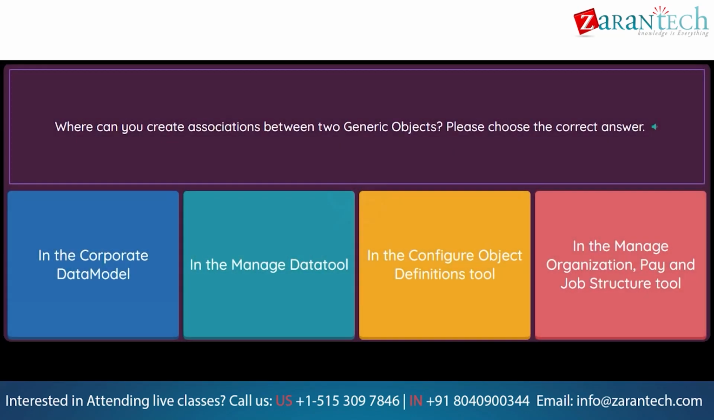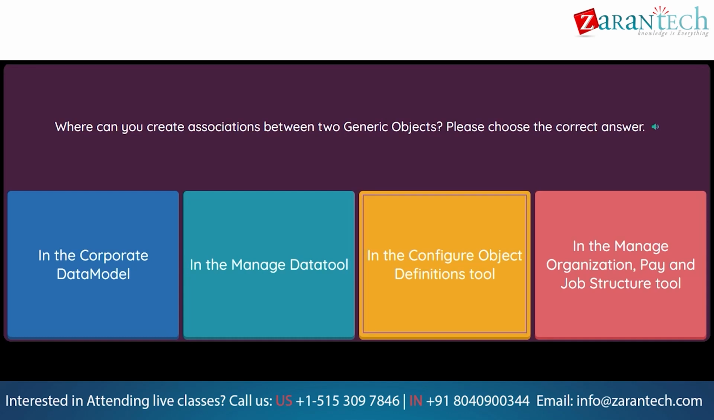Question: where can you create associations between two generic objects? Please choose the correct answer. Option 1 in the Corporate data model. Option 2 in the Manage Data tool. Option 3 in the Configure Object Definitions tool. Option 4 in the Manage Organization, Pay and Job Structure tool.